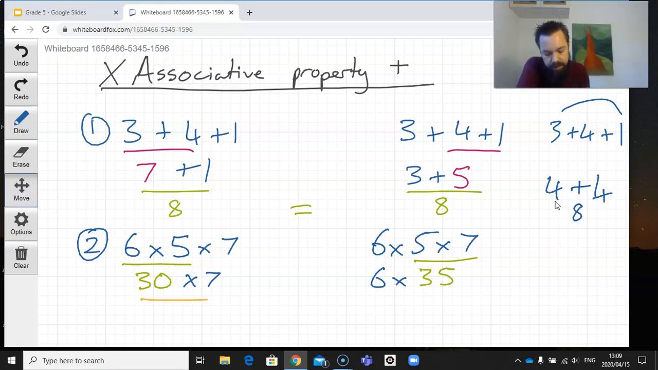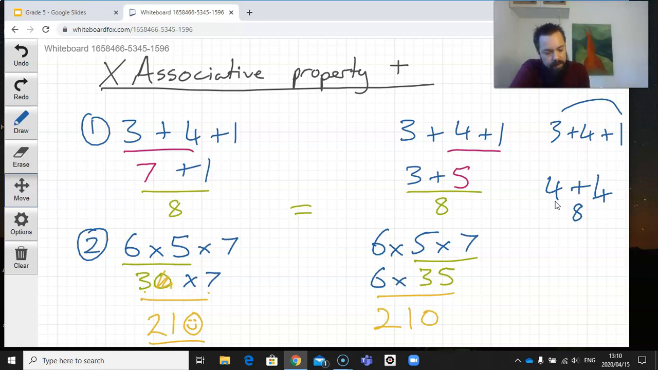So 30 times 7. There's a little trick I will show you over here. So I'm going to cross that one out and put him down here. Right, he's smiling because he didn't have to do so much work. And now if I go 3 times 7, I get 21. And the answer to 30 times 7 is 210. On this side, I'm going to do this one for you. 6 times 35 is 210.